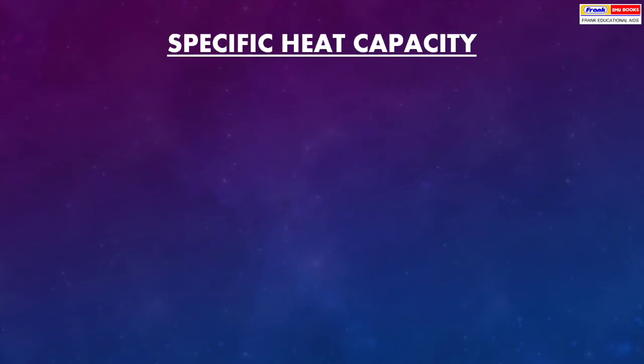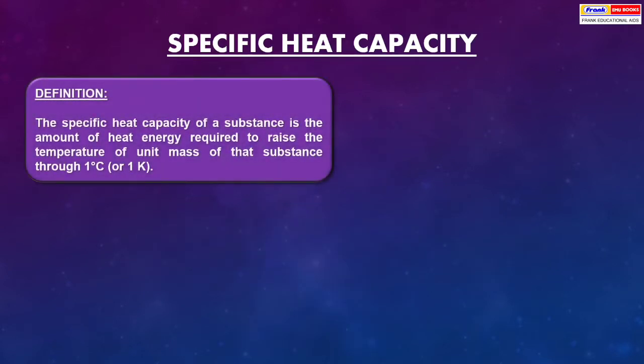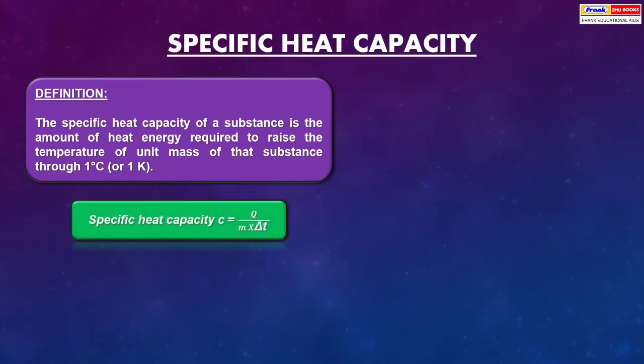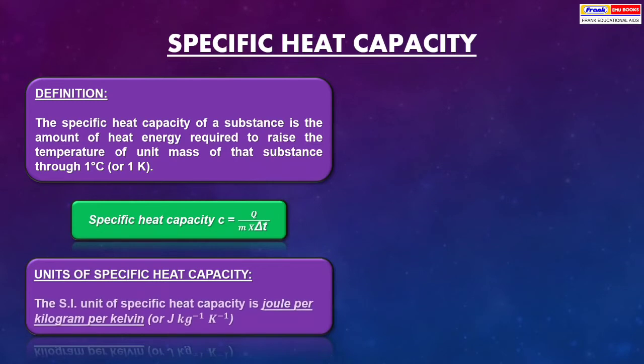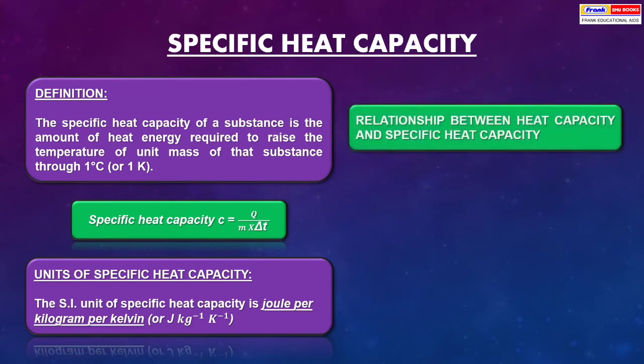Specific heat capacity. The specific heat capacity of a substance is the amount of heat energy required to raise the temperature of unit mass of that substance through 1 degree Celsius or 1 Kelvin. Specific heat capacity C is equal to Q by m delta T. Units of specific heat capacity. The SI unit of specific heat capacity is joule per kilogram per Kelvin. Relationship between heat capacity and specific heat capacity: heat capacity C dash is equal to mass into specific heat capacity.